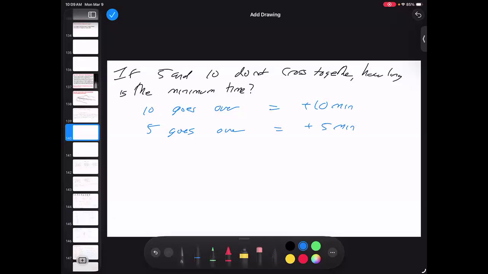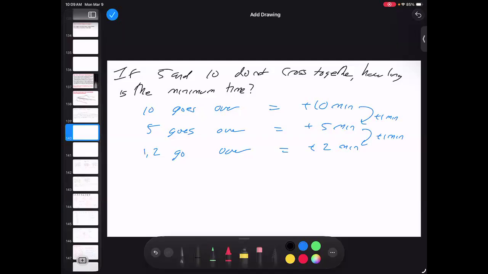And then 2 and 1 have to go over. So even if 1 and 2 go over together, 1, 2 go over, that equals 2 minutes. So that's already 17 minutes, right? But it costs us time to bring the flashlight back. So we need minimum plus 1 minute to get the flashlight back and another plus 1 minute to get the flashlight back. So we know that 5 and 10 have to go over together. They can't go first.